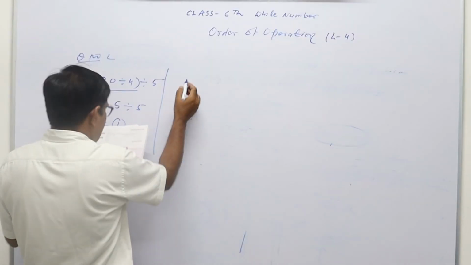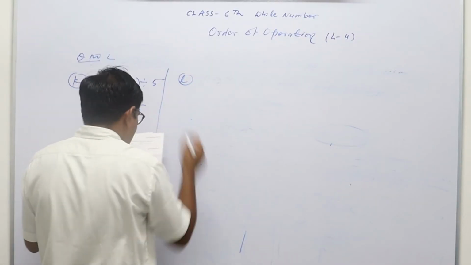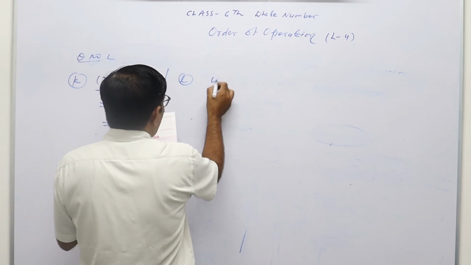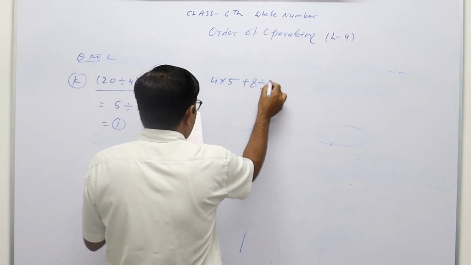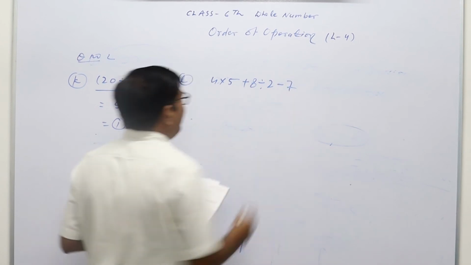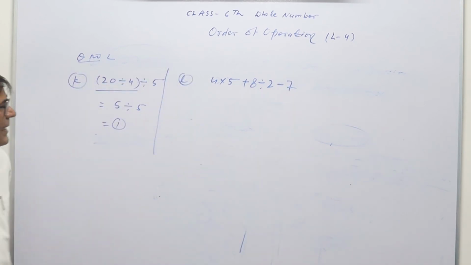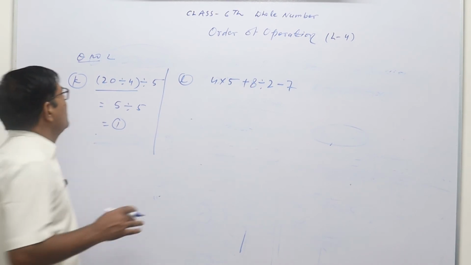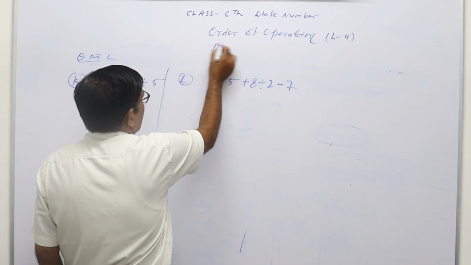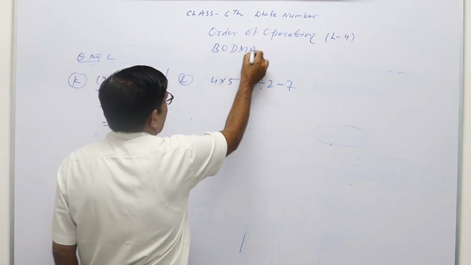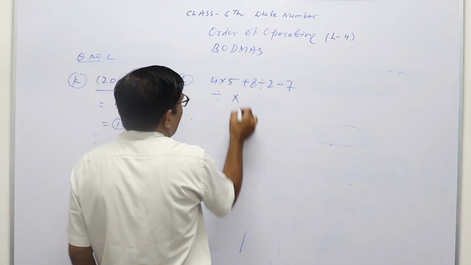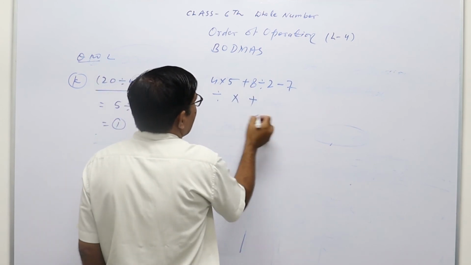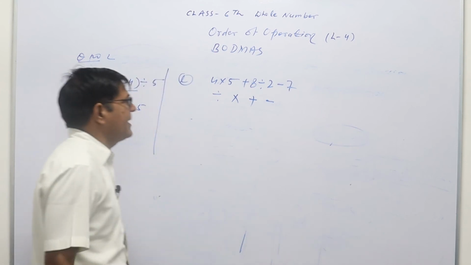Then after K, L. L is 4 multiply by 5 plus 8 divided by 2 minus 7. So how many operations are there? Multiplication, addition, subtraction, division, all are there. So we will use BODMAS. First we will divide, then we will multiply, then we will add and at the very last subtraction.